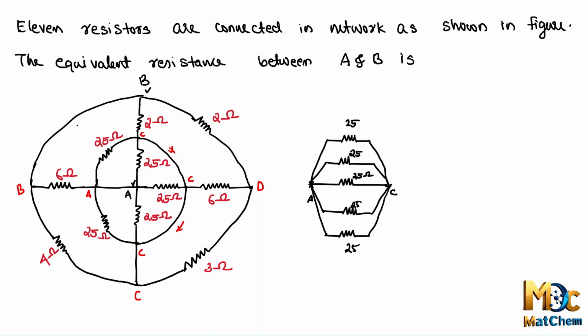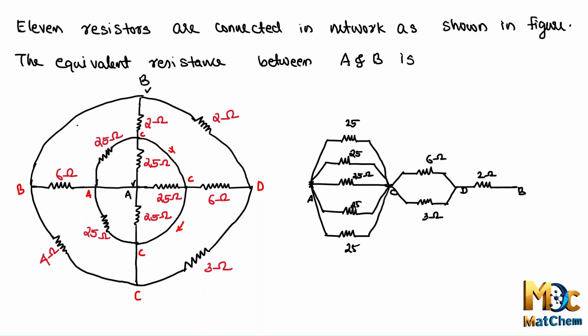From this particular point C, there is a 6 ohm resistance and a 3 ohm resistance. They are not in series connection. That means from C to D, there is a 6 ohm resistance and a 3 ohm resistance. The 6 ohm resistor and the 3 ohm resistor are in parallel to each other. From this particular point D, there is a 2 ohm resistor to the point B. That means from D, you can draw a 2 ohm resistance to the point B.